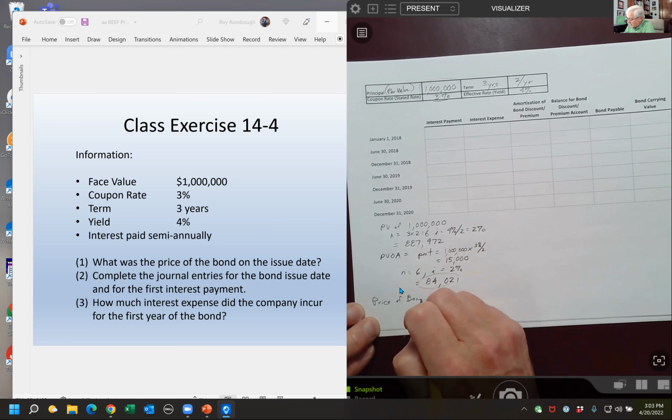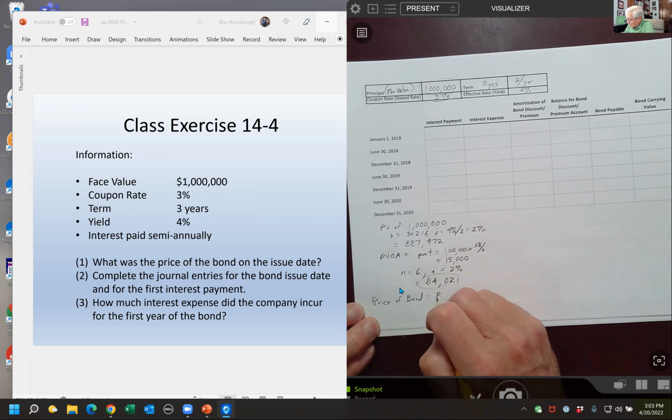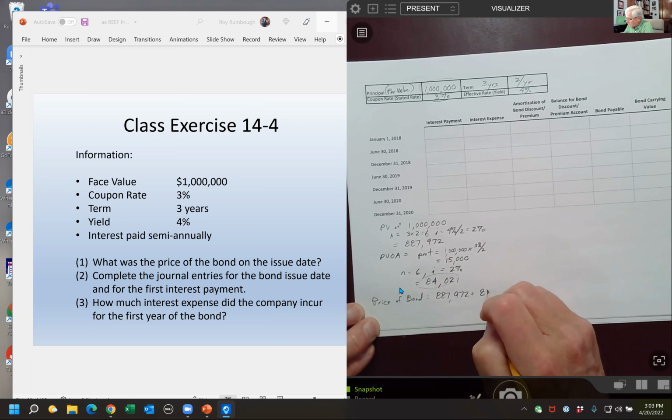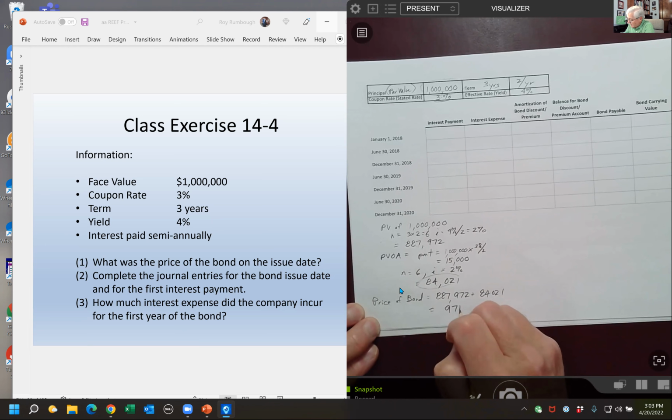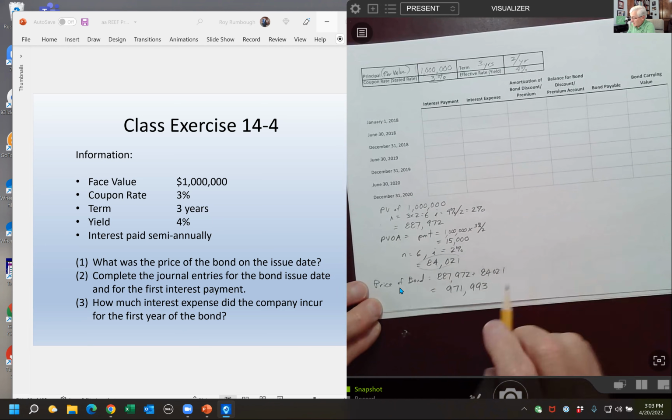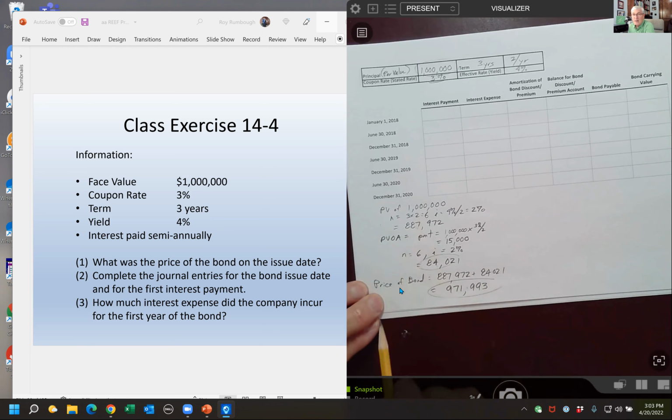So the price of the bond equals 887,972 plus 84,021 equals 971,993, and that's less than $1 million.